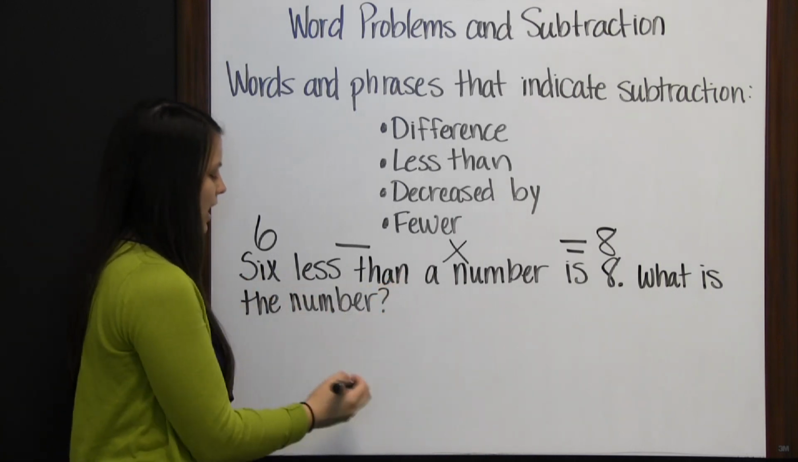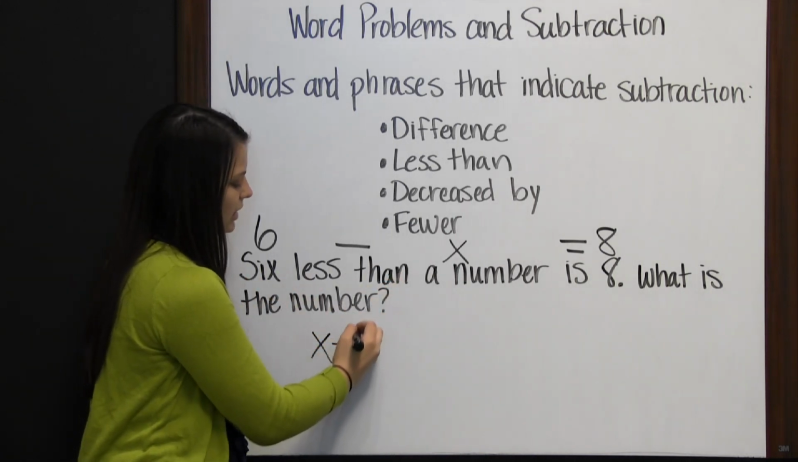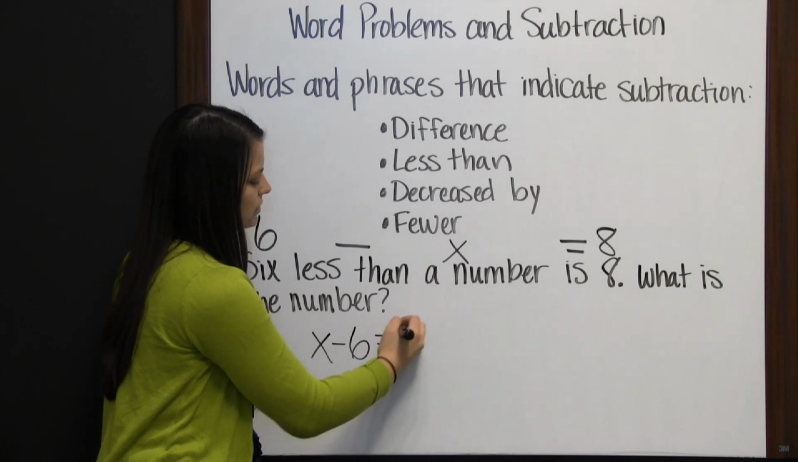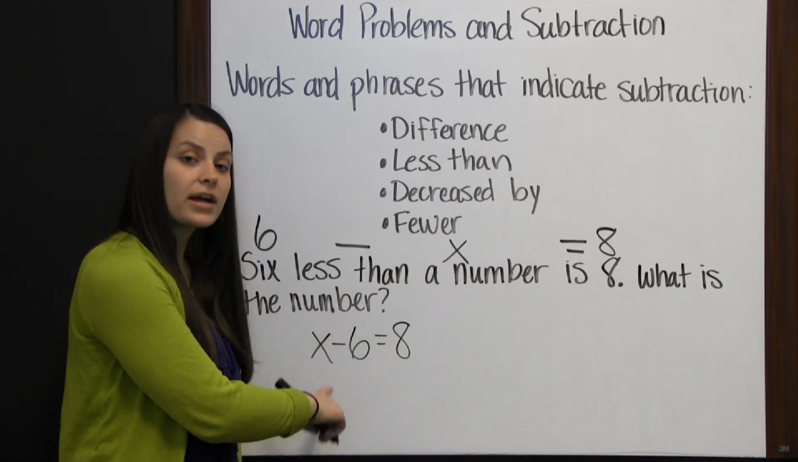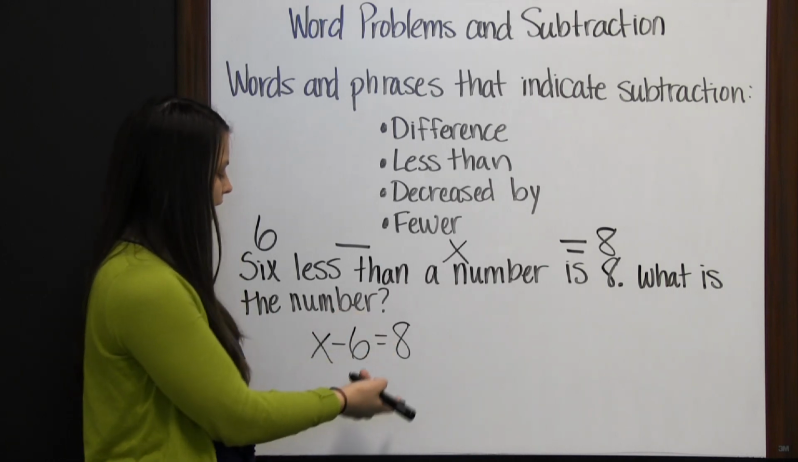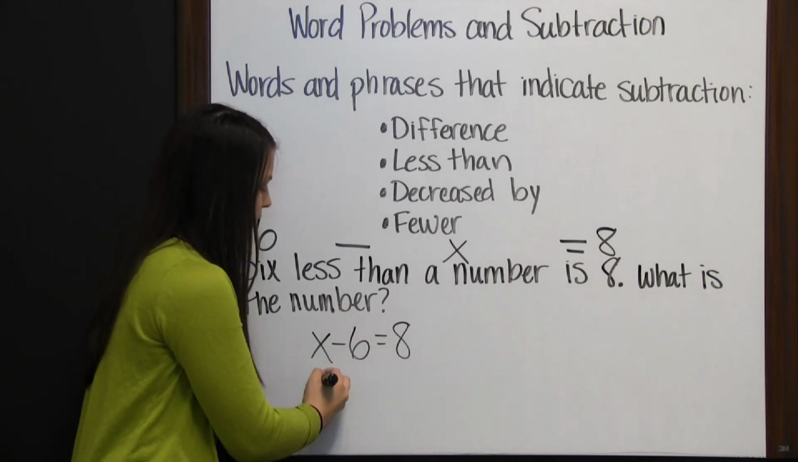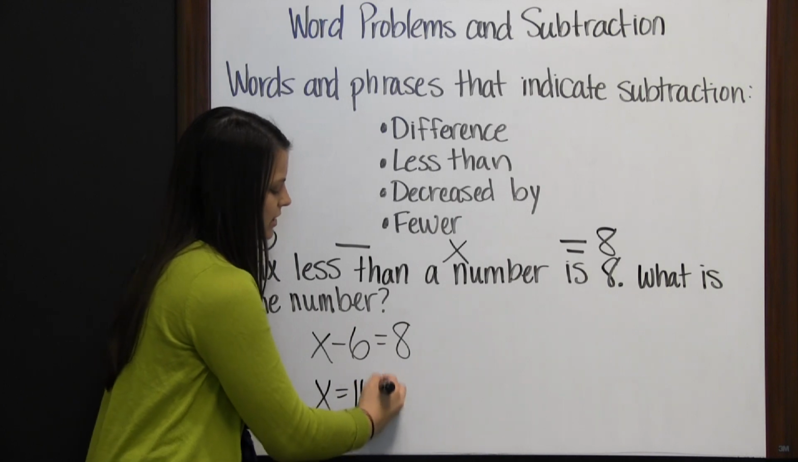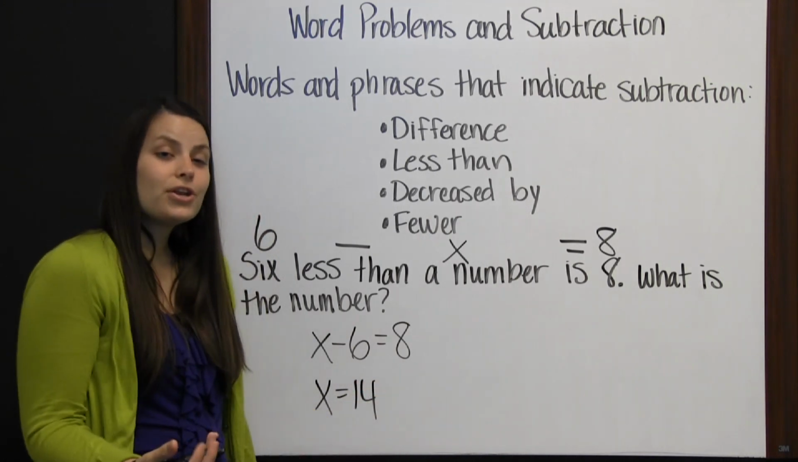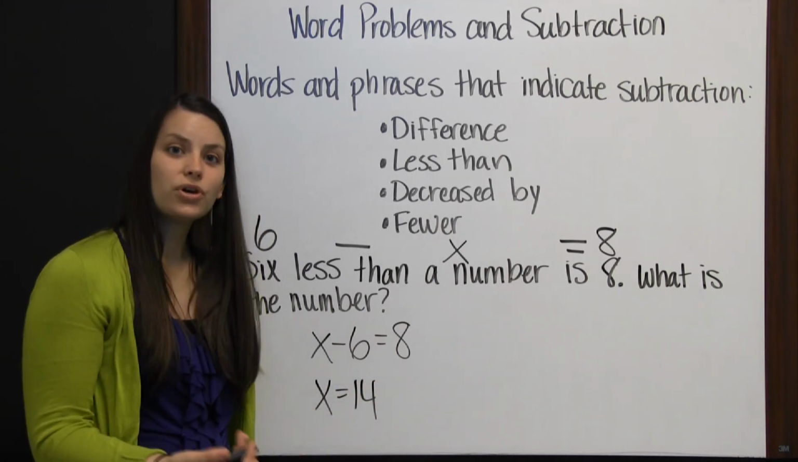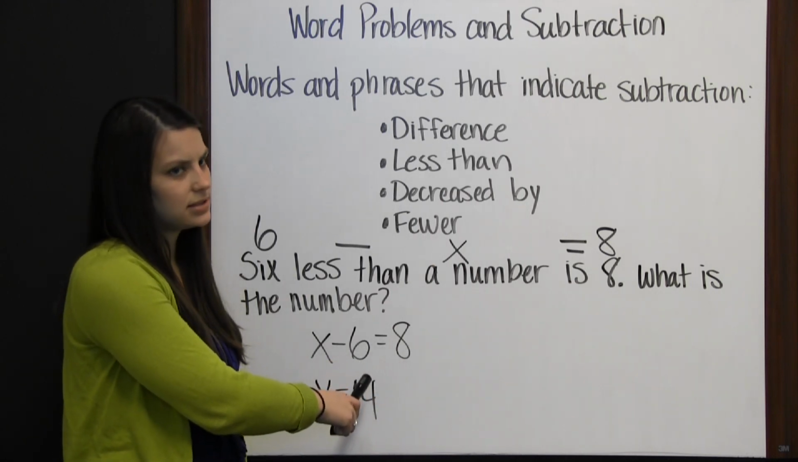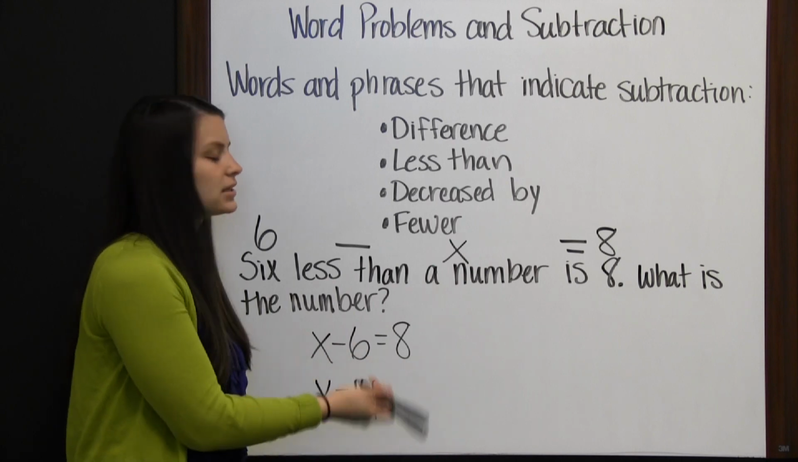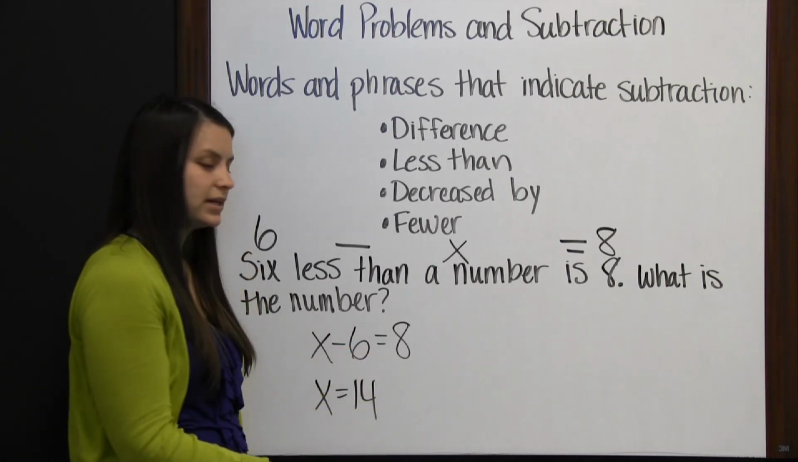So 6 less than x is going to be x minus 6 is equal to 8. So what number would I subtract 6 from to get 8? That number is 14, so that means x is 14. Now, if you didn't know that the number was 14, then you could solve this algebraically by adding 6 to both sides. So you'd have, again, x equals 14 because 8 plus 6 is 14.